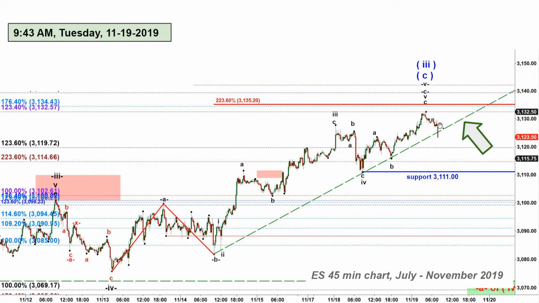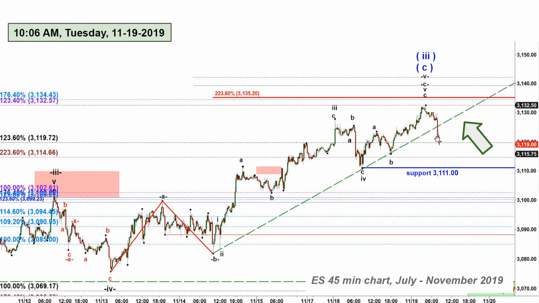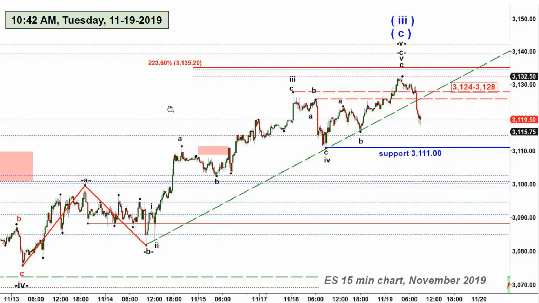At 9:43 a.m., we can see the first violation of the trend line. At 10:06 a.m., we can see that the move down keeps going. At 10:42 a.m. Tuesday, we actually see a clear breakdown of the trend line, and that's actually the best moment when you have to consider shorting in anticipation of a bigger ABC down of wave 4 down.